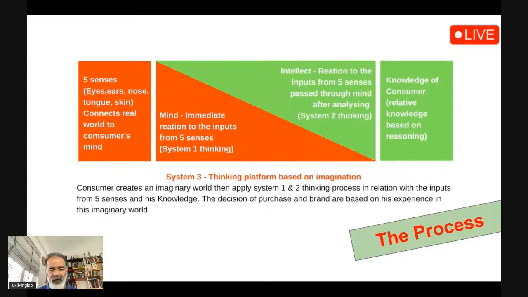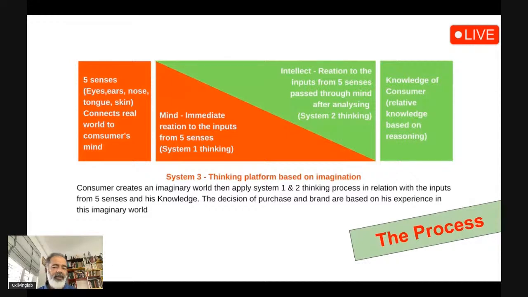So actually the system 1 and system 2 thinking processes pass to system 3 whatever information the consumer has from the five senses, that is system 1, and in comparison with the knowledge the consumer has, system 2 plays a major role while visualizing the usage of the product.